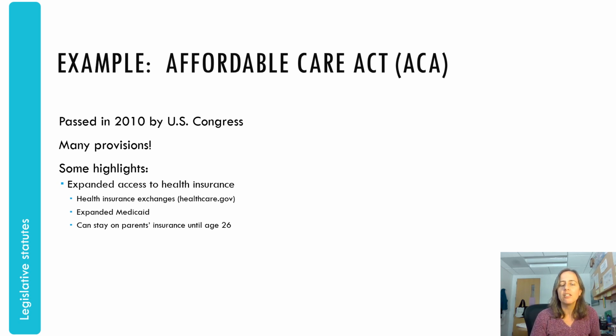You can also stay on your parents' insurance until age 26. So this has had a huge impact on young adults' ability to access healthcare. It used to be you could only stay on your parents' insurance after age 18 if you were a full-time college student. And even then it was only up until, I think, age 21 or 22, and then you got kicked off, right? So this kind of acknowledges that it can take you a while to get on your feet and get a job that might offer you health insurance. So that was a huge thing.